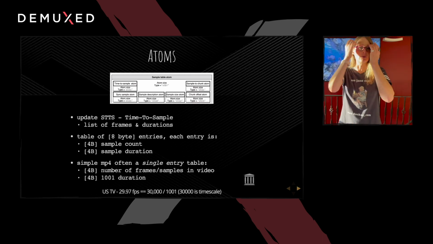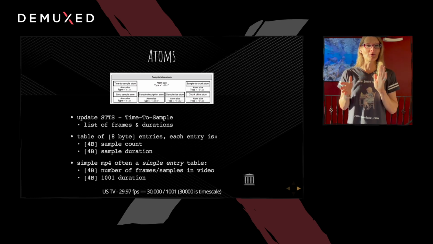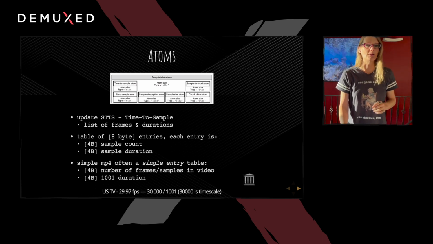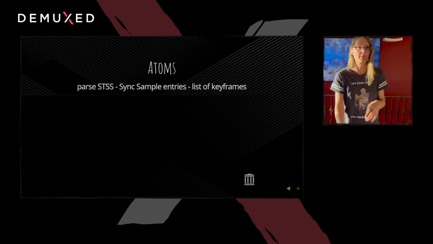You might think, why 1001? Well, US TV comes in at 29.97 frames per second. So that is 30,000, if that's your time scale, which it usually is in these tracks, divided by 1001. So that just shows you how much time to hold each frame, or a 30th of a second, roughly.